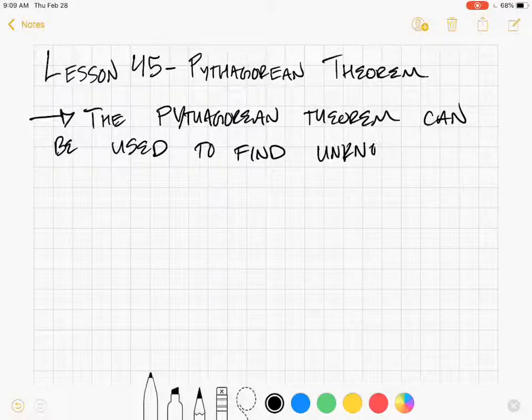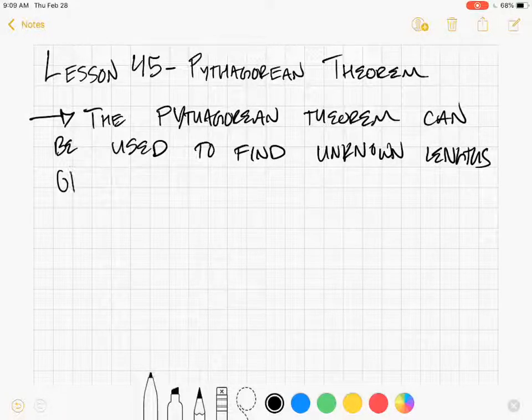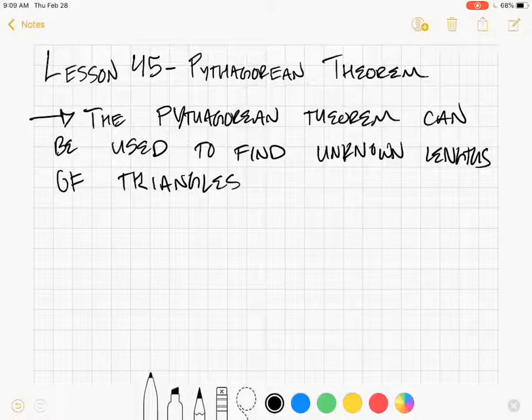So the Pythagorean theorem can be used to find unknown lengths of triangles.